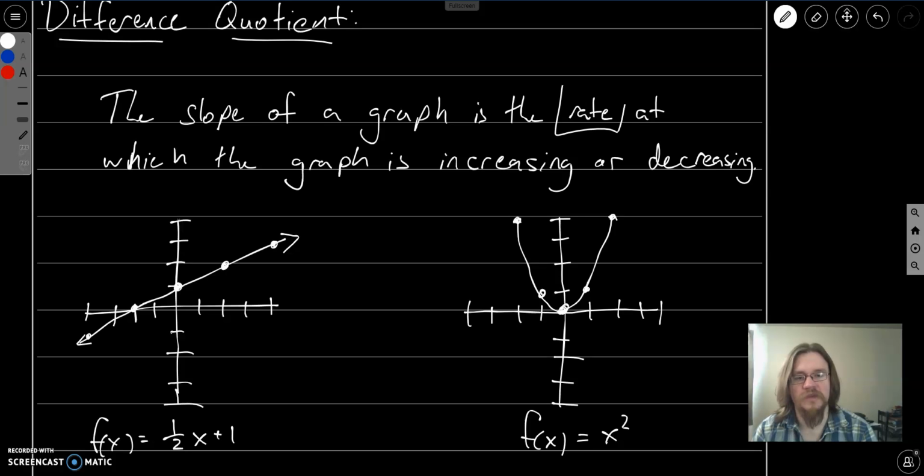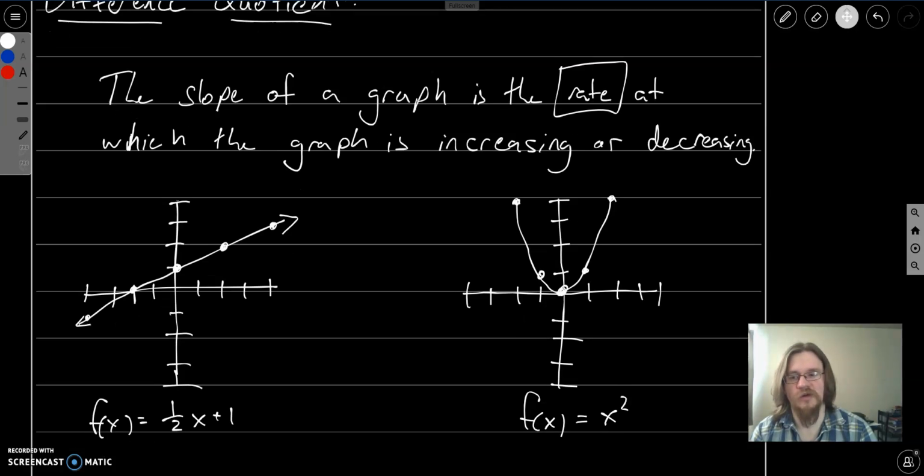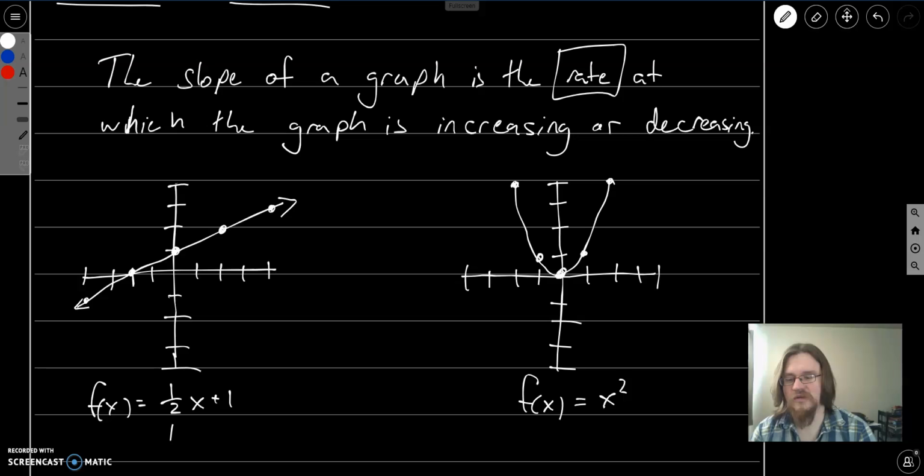So slope is going to be a rate, how fast the function is changing over time. For instance, if we look at the straight line and we want to look at the slope, we know that the slope is going to be 1 divided by 2, because we're used to lines being expressed as mx plus b, where m is the slope.